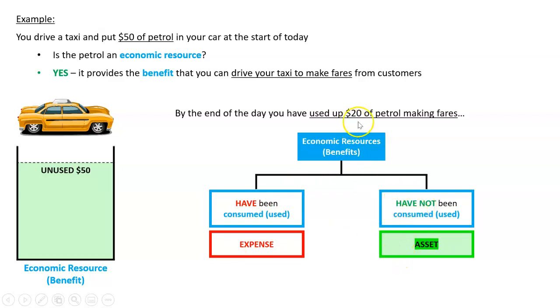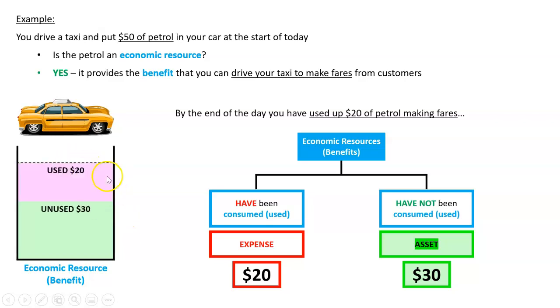That'll be your asset. Well, we've used $20 of petrol making fares, so that is actually our expense. But there's still $30 of petrol in this tank. So, and we're going to use those economic benefits in the future. So we actually have an asset that's $30. So as we use the economic benefits, we say we use $20 of petrol here, but we've got $30 unused.